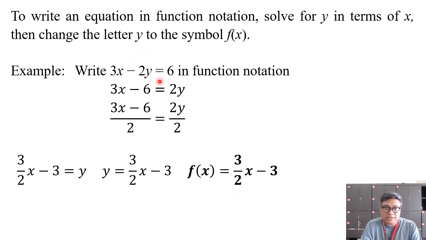So this function 3x minus 2y equals 6, when rewritten in function notation, is the same as f of x equals 3 halves of x minus 3, or 3x all over 2 minus 3, which will be easier for us now to evaluate, class, because whatever is the value of your x to be inputted here, your dependent variable f of x will have a result. So another example is this one.